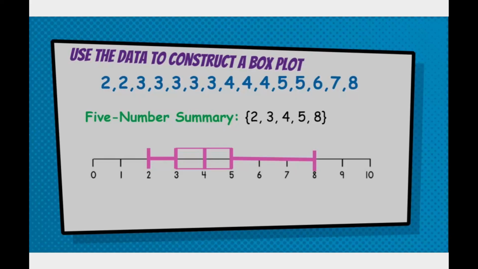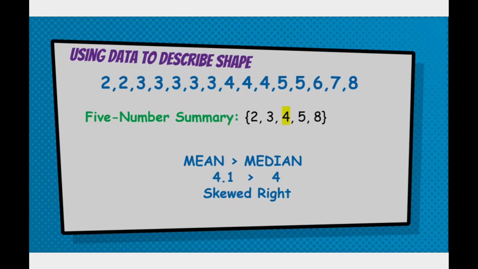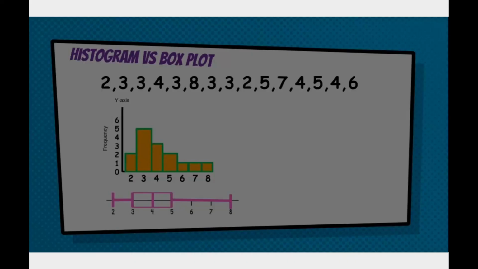So here's my box plot for the same set of data, my 5-number summary. And I do think I have this in here. In my 5-number summary, my mean is 4.1, my median is 4. So not a huge difference, but it's still skewed right. I also don't have very many data values.